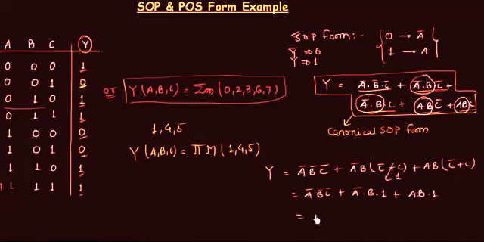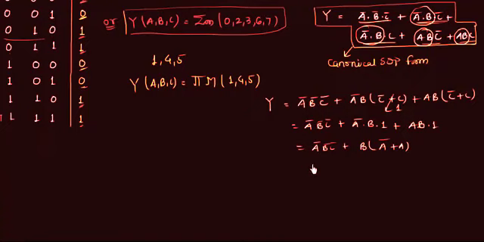Okay, let's try to minimize it further. Again in the last two terms you can see B is common. So let's take B as common, and in bracket I am left with A complement or A. A complement or A is again 1. So we are having A complement, B complement, C complement or a B.